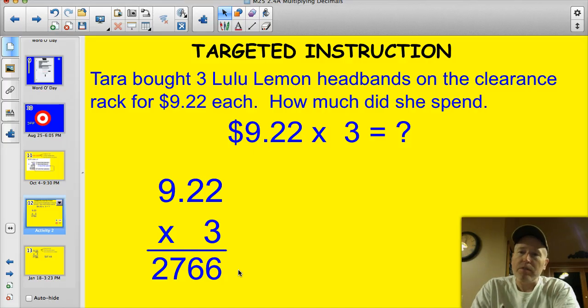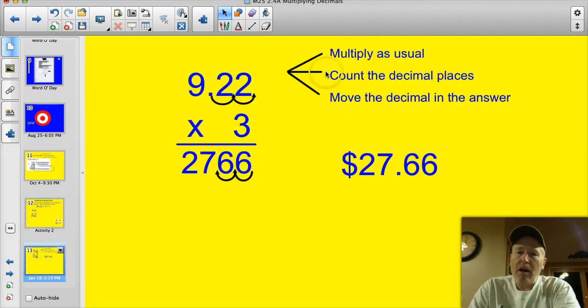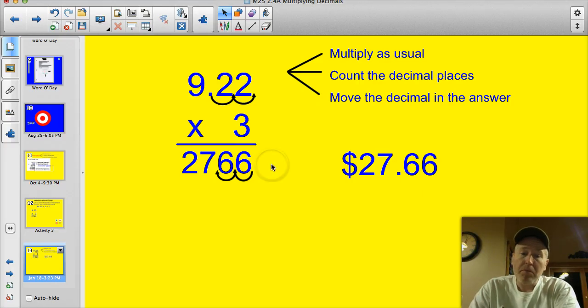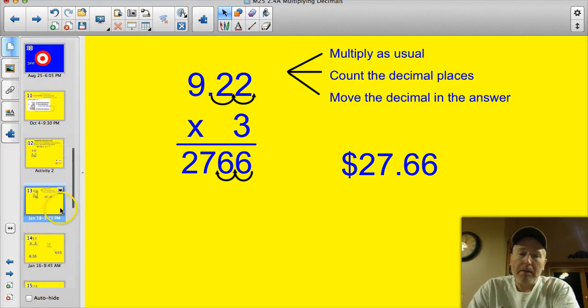No, you're not. That was just the first step. Now we have to count the decimal places on top. I have 2 decimals on top, so I go down to the answer, 2766, and I move it back 2 places. 1, 2. And that makes much more sense. It's 27.66, or $27.66. I always like to check and just see if the answer makes sense. $9 times 3, 27 bucks. We're good to go.